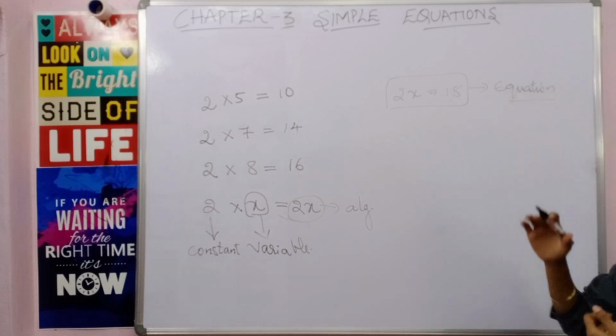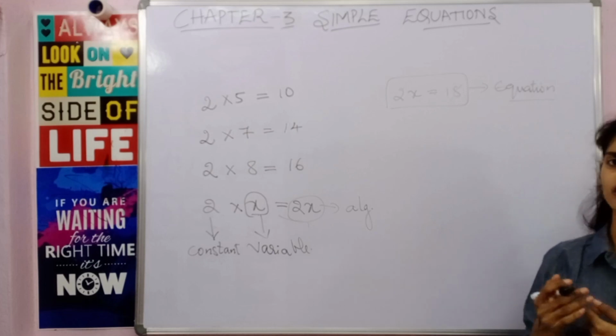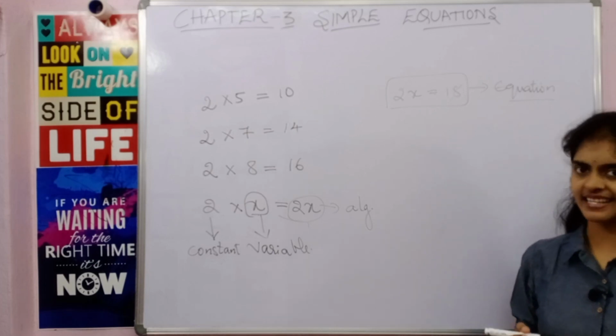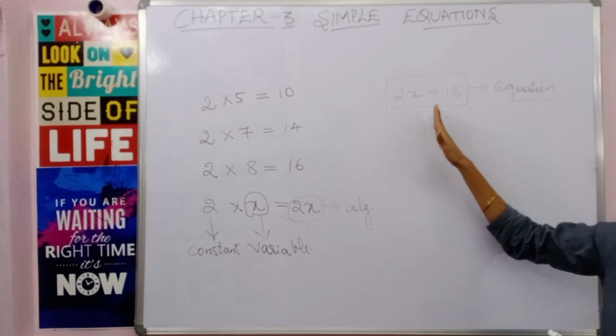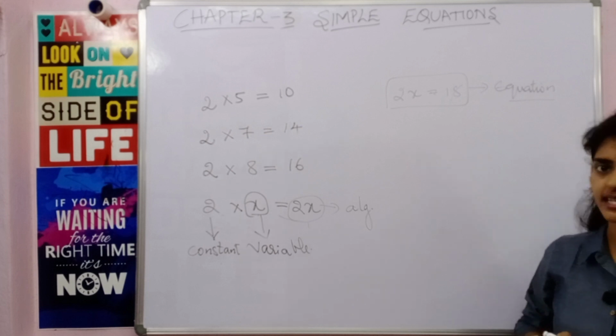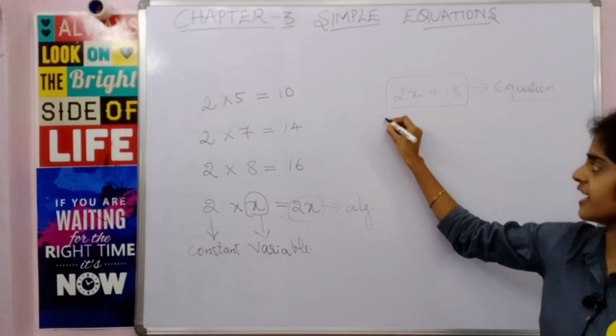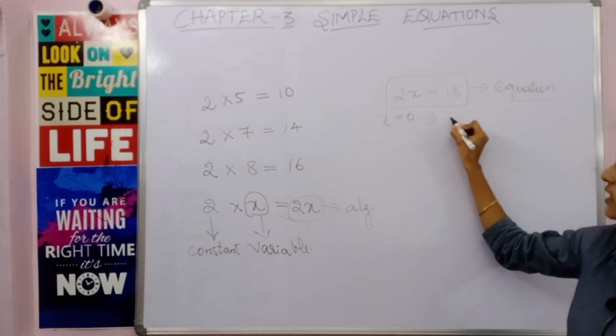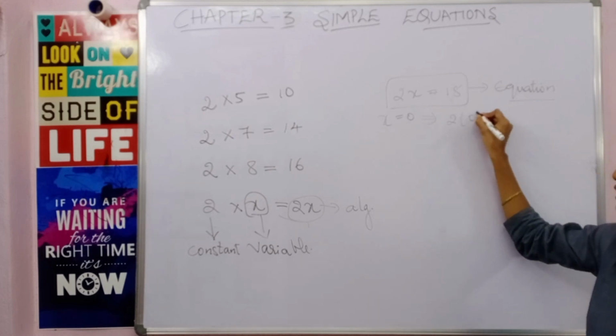Now in your earlier class you have learnt about algebraic equations and also how to solve them using the trial and error method, right? So now if you want to solve this 2x equal to 18, how will you solve using the trial and error method? Firstly, you will substitute the value of x as 0. When you substitute the value of x as 0, what happens to this equation? 2 into 0 becomes what?